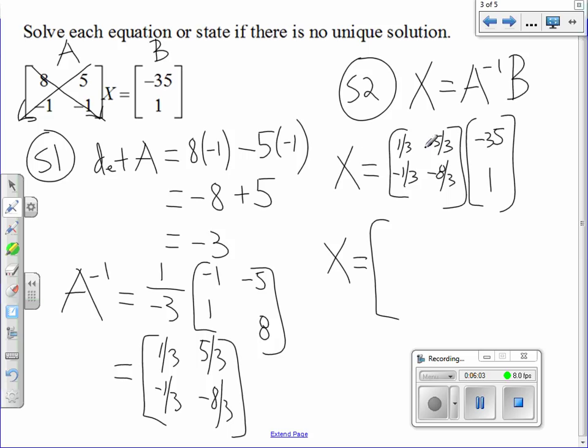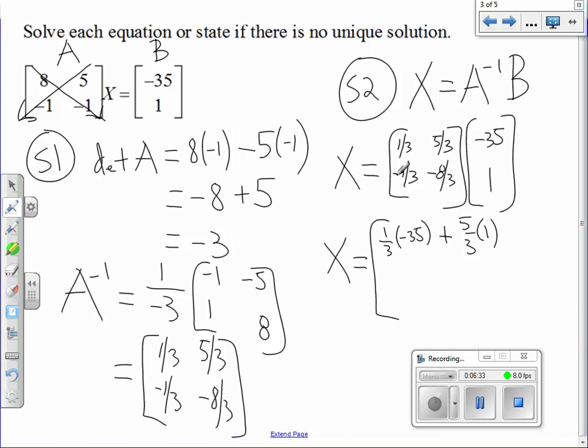I'm going to take the first row and multiply it by the only column in the matrix. There's only one column in the second matrix. That's going to give me a third times -35 plus 5/3 times 1, right? I've exhausted all the columns in the second matrix. If I had more columns in the second matrix, I would continue to stick with my first row and do that process over and over again until I finished with all the columns in B. But B only has one column.